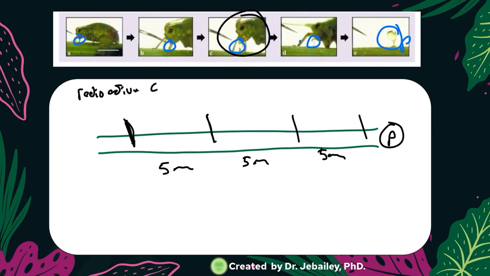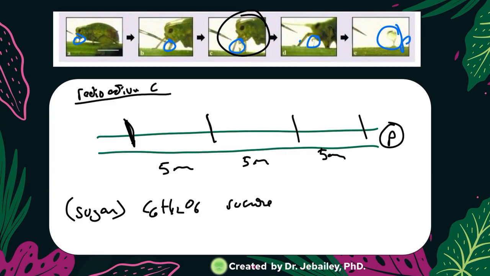Now, what we do is we put a radioactive carbon in there. So when we put radioactive carbon in the plant, what happens? The plant starts producing sugar, for example glucose, C6H12O6, or sucrose. What are these going to have? They're going to have a radioactive carbon, and think of it as a highlighter. It's like if I actually highlighted a carbon.